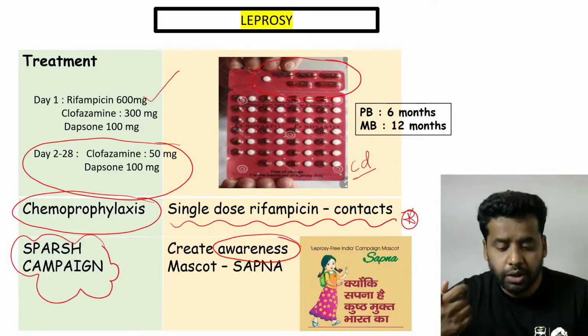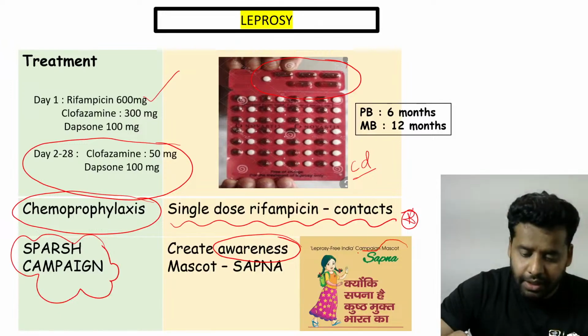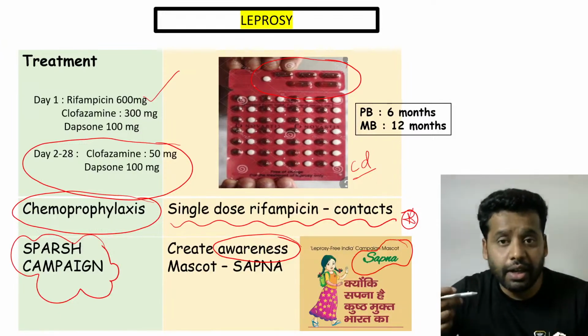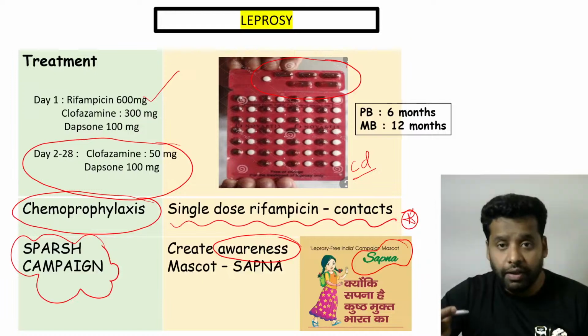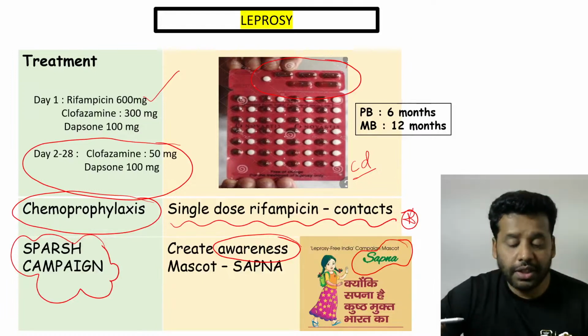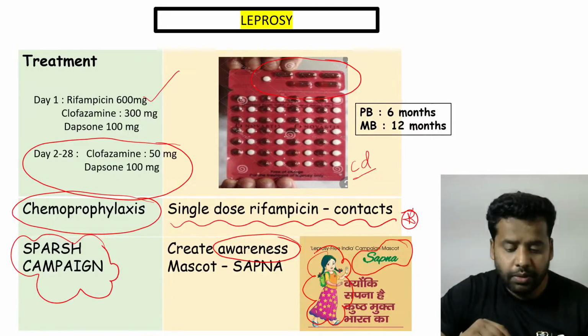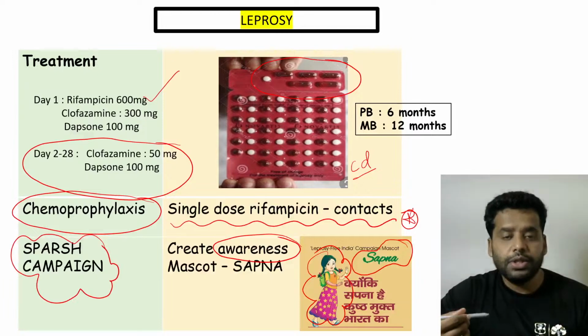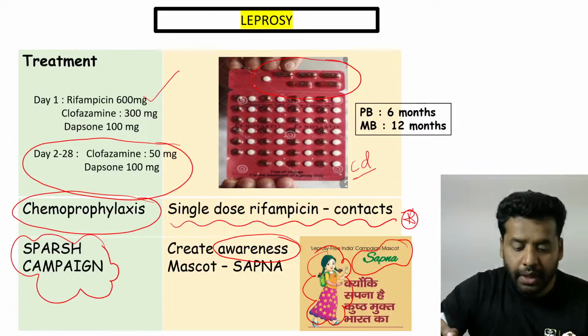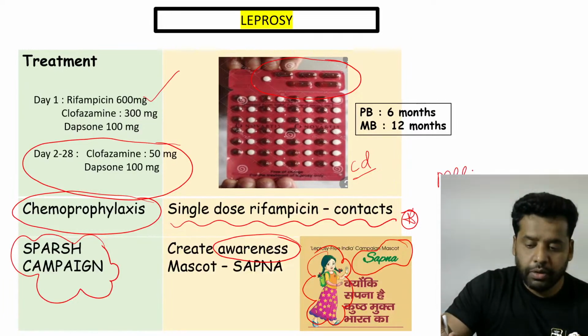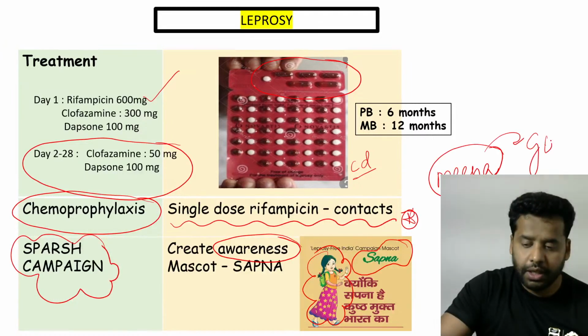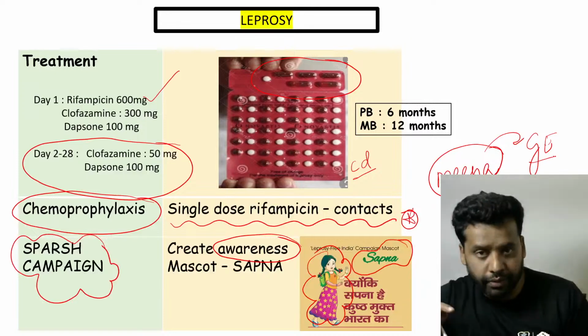So what I want to tell is the mascot used for leprosy awareness, if they want to create awareness, is labeled as Sapna. She's a cartoon character actually. So Sapna is the leprosy mascot for India. Meena is different. Meena is for girl empowerment. Meena is not related to leprosy. Meena is for girl empowerment, created by UNICEF.